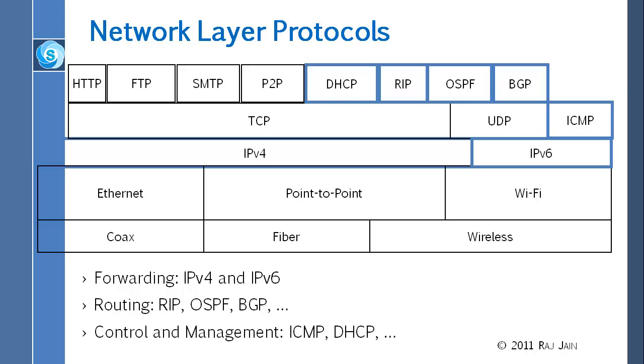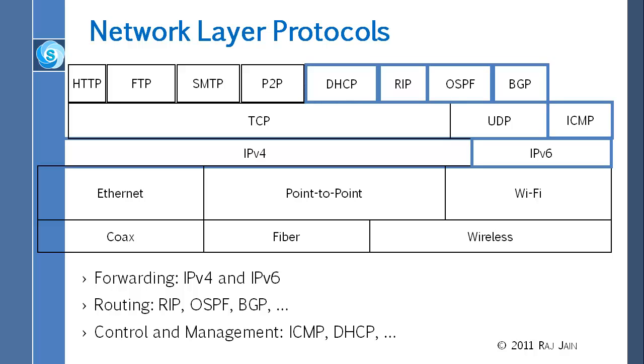But RIP, OSPF, and BGP you don't see because the routers use them, and they are kind of used for networking to help send the packets around. So we'll talk about them as well. And ICMP is another protocol which actually runs on top of IP. It doesn't use TCP. It runs on top of IP. That we will talk about in this set.